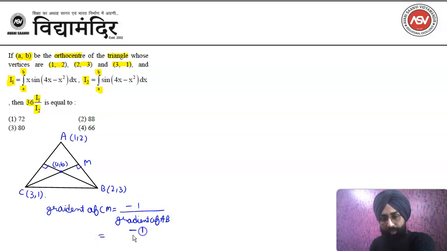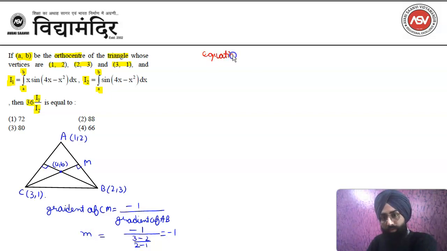So this will be -1 upon... we are writing the gradient of this, or you can say the slope of this, (3 minus 2) upon (2 minus 1), which comes out equal to -1. So this is the slope. Now we can write the equation.